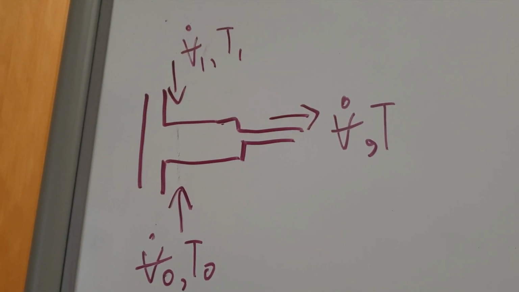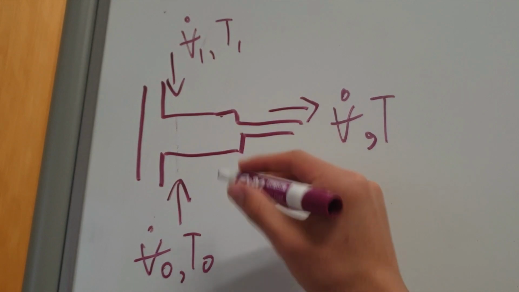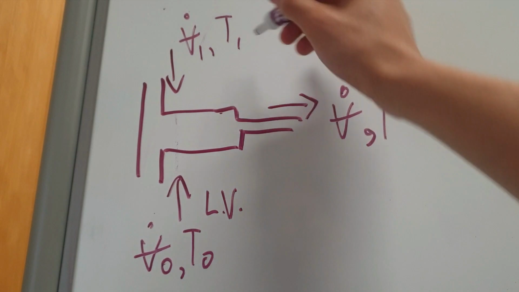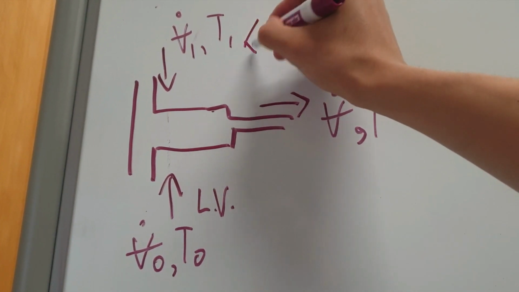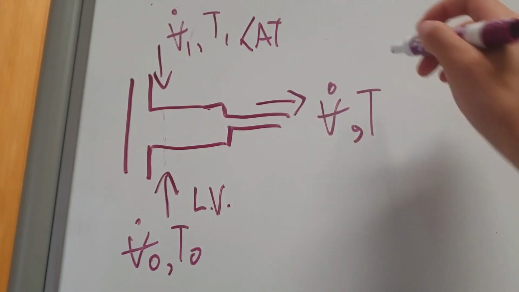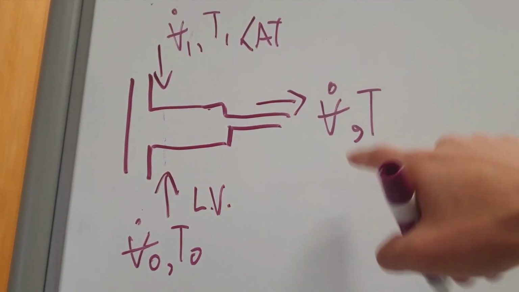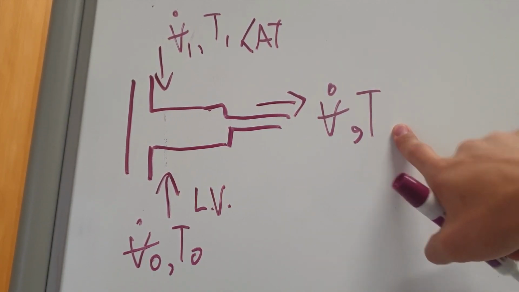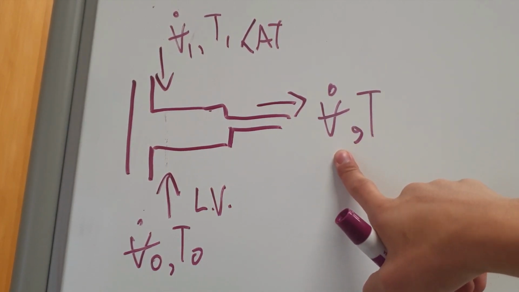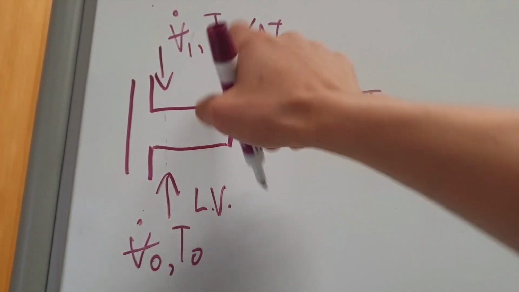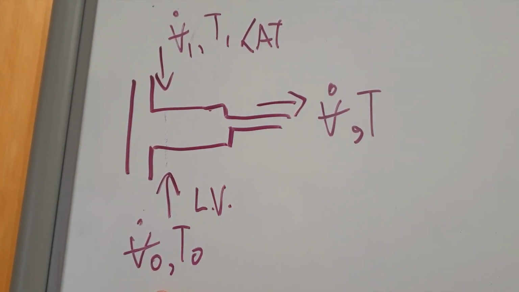So we have this heart problem where this side represents the left ventricle. Blood is going in here, and we have a catheter over here. The outlet is the aorta, which is represented as just regular T for temperature and just regular V for volume flow rate. The catheter is represented with V1 and T1, and the left ventricle with V0, T0.